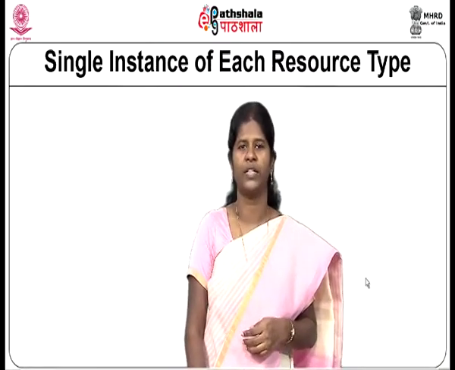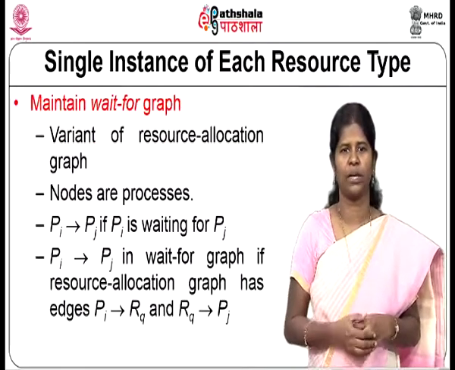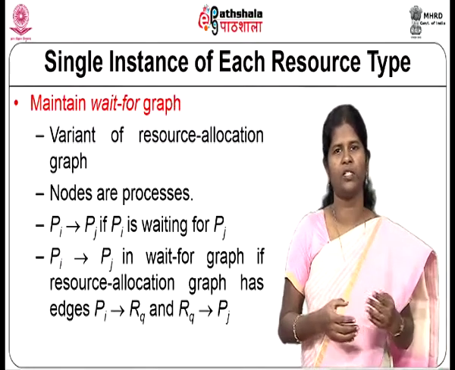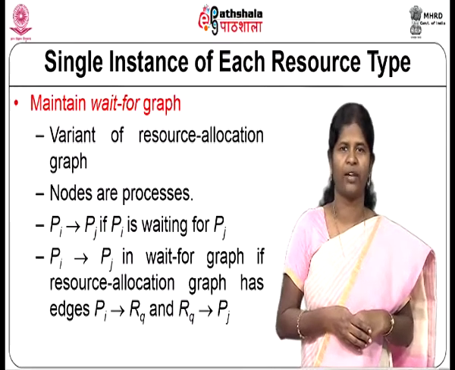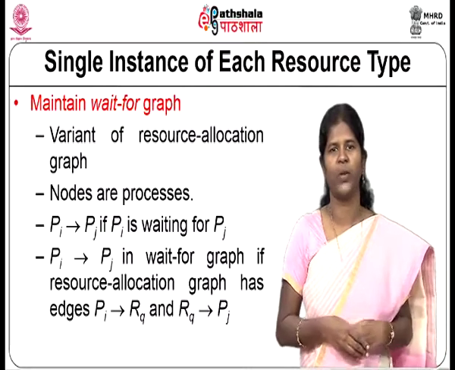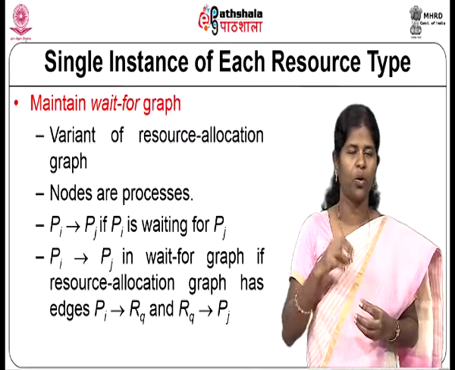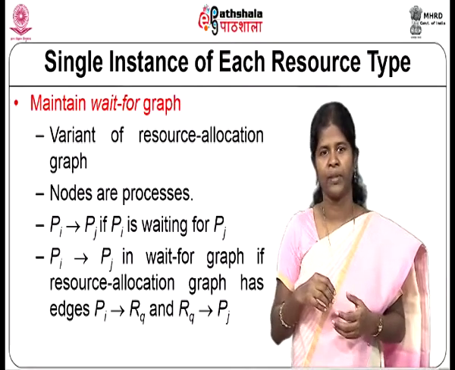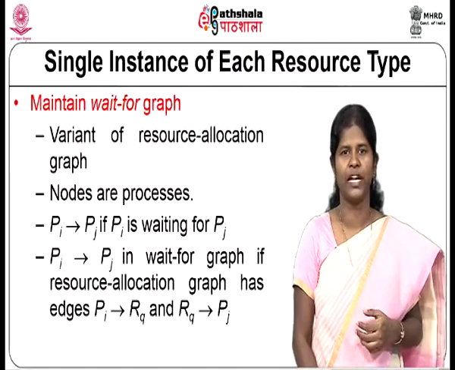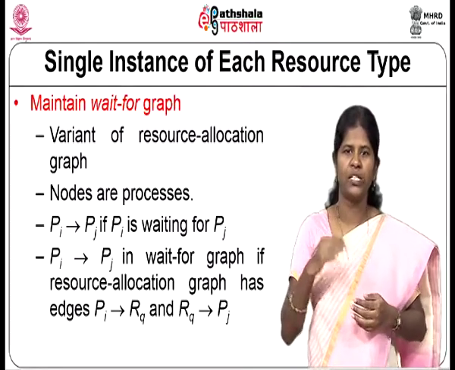First, deadlock detection when you have a single instance of each resource type. In this case, you have a variant of the resource allocation graph called a wait-for graph. In this wait-for graph, the nodes are only the processes. You do not have nodes corresponding to resources, and there is an edge from process Pi to process Pj if process Pi is waiting for process Pj.